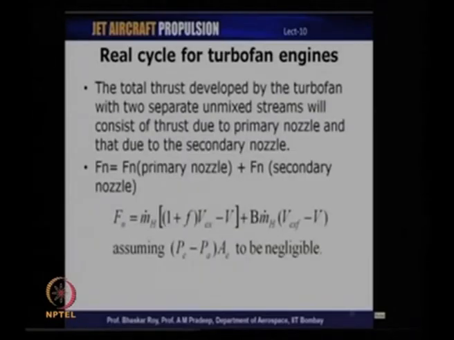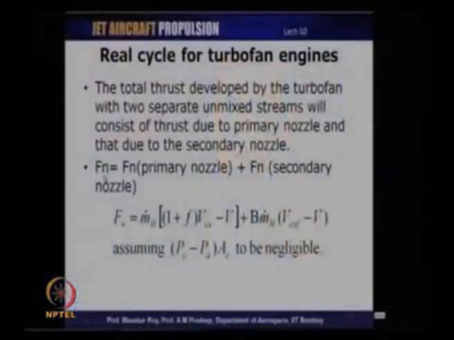In the case of a turbofan, let us say an unmixed turbofan, we have thrust developed by two different nozzles. One is the core nozzle, the hot nozzle, through which the hot exhaust products are expanded, and then we also have the cold nozzle, the bypass nozzle, the secondary nozzle. So, thrust developed will be equal to the sum of the thrust developed by the primary nozzle and the thrust developed by the secondary nozzle. This is true for an unmixed turbofan. In a mixed turbofan, there is only one nozzle through which both the streams are mixed and exhausted. So, there is only a single thrust developed there.